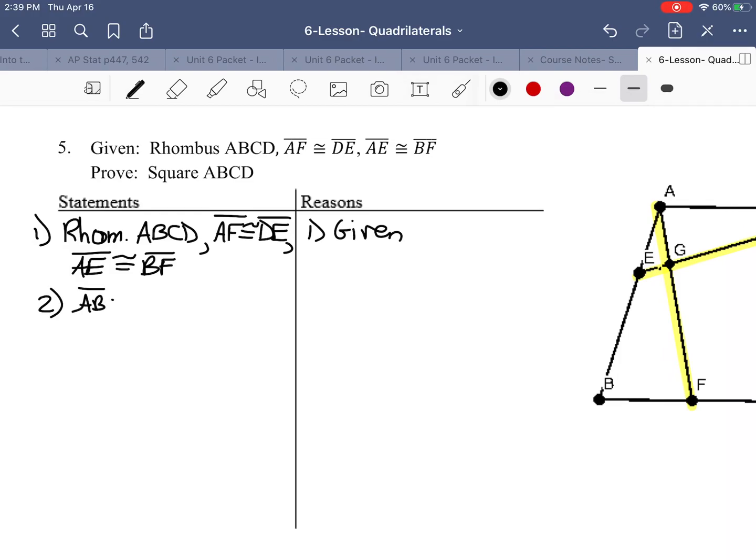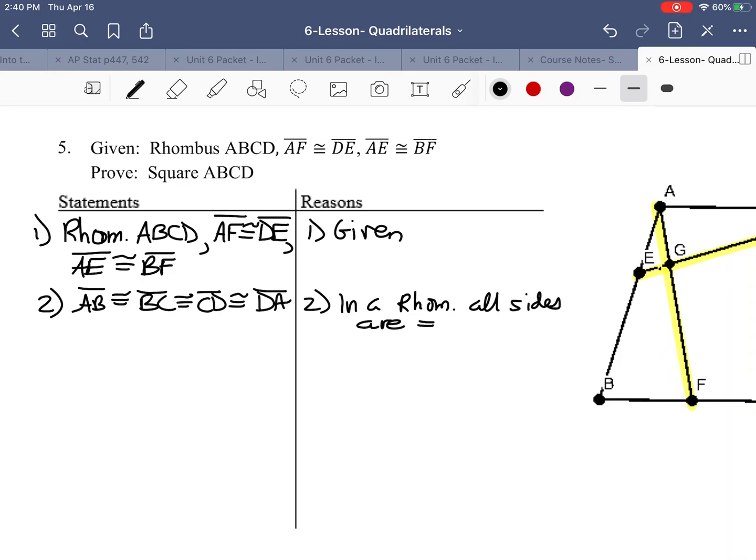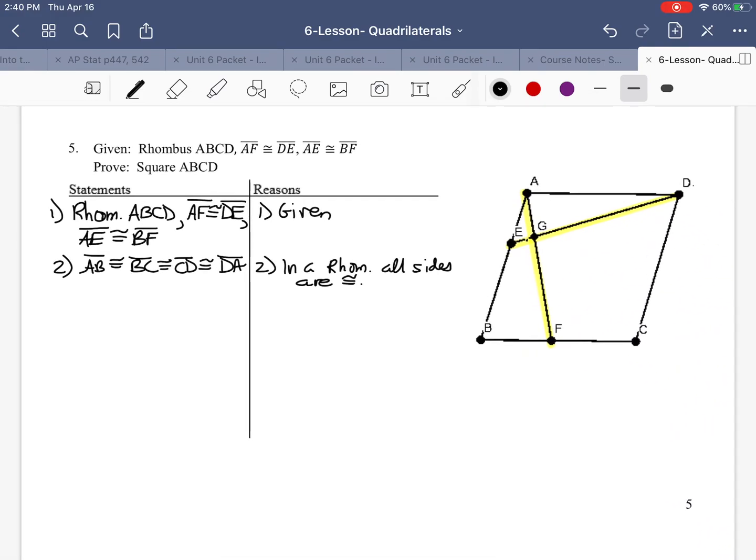So AB is congruent to BC, congruent to CD, congruent to DA. In a rhombus, all sides are congruent. All right, so I'll put some tick marks here, here.